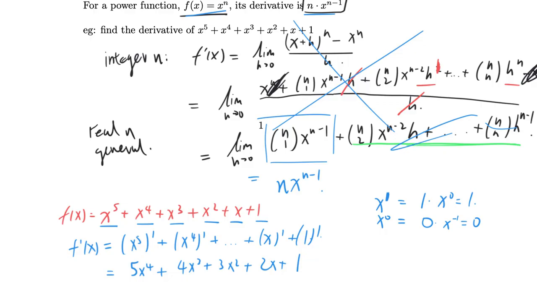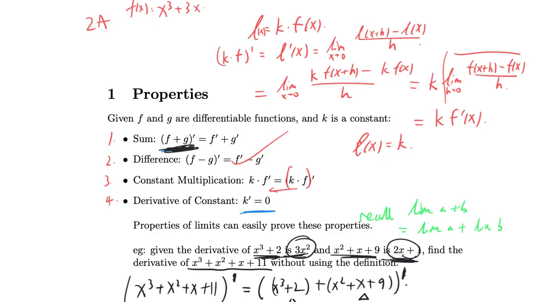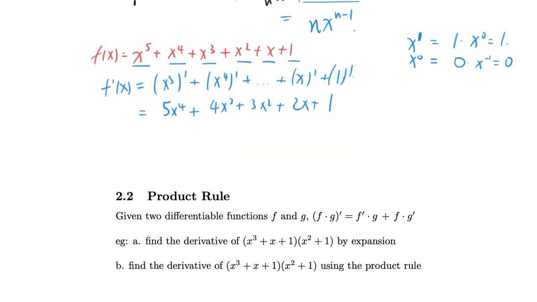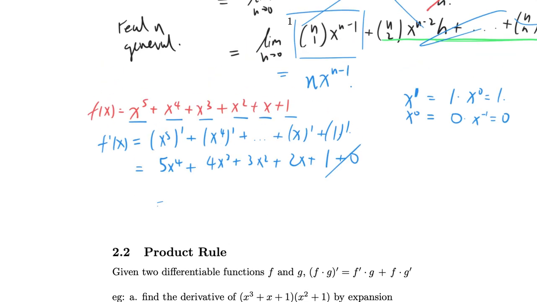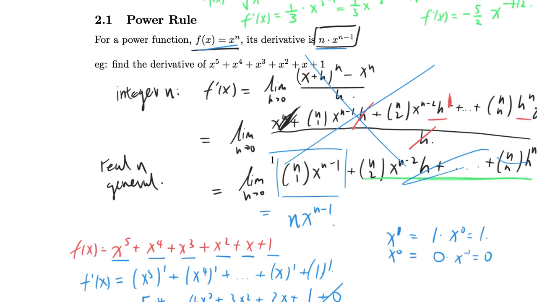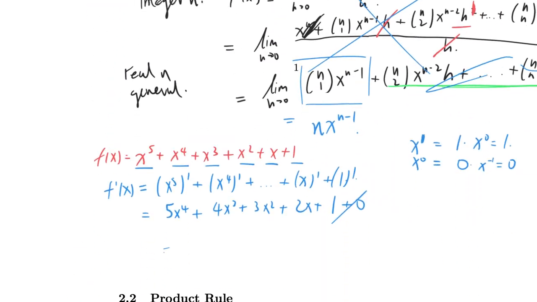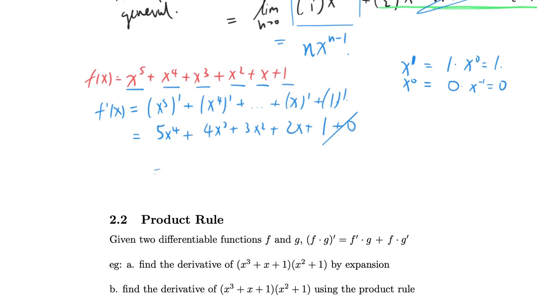Or actually, you shouldn't use the power rule for this. You can just use the derivative of a constant, right? This 1 is a constant, so therefore this 1 would vanish. So this is the derivative of this function. Notice how we skipped so much computation of limits, and we just used the power rule and the sum property and the derivative of a constant to obtain this derivative so quickly.